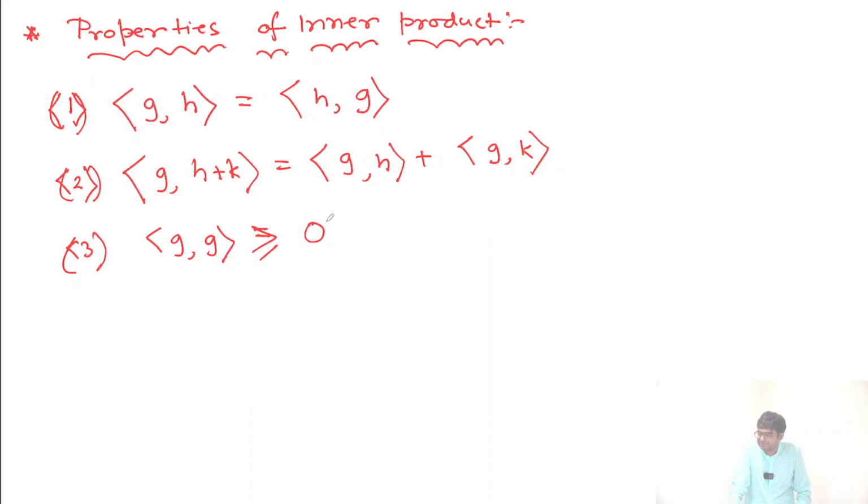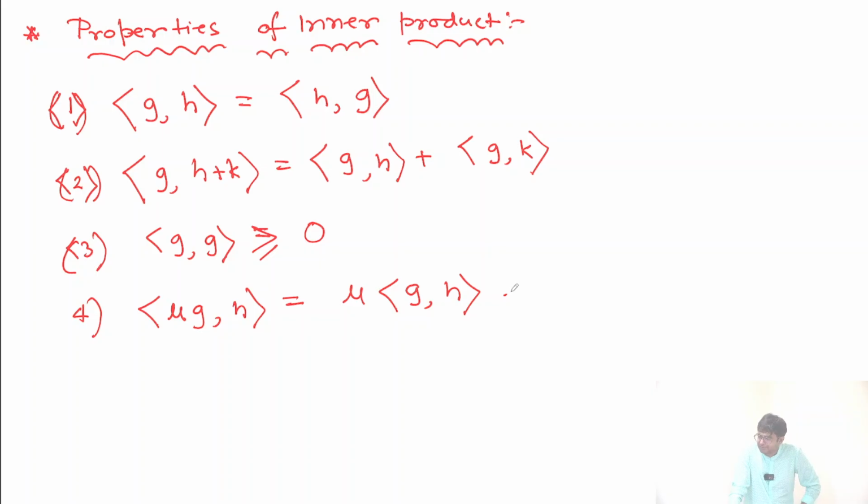Anything else? There is one more property, multiplicative. Mu g comma h, where mu is a scalar, will become mu times the inner product of g and h. That is the fourth. Right? These are more or less the properties of dot product, which also hold for the inner product. Okay.